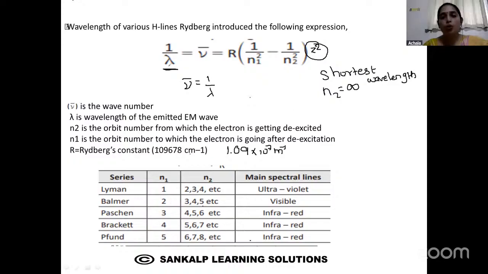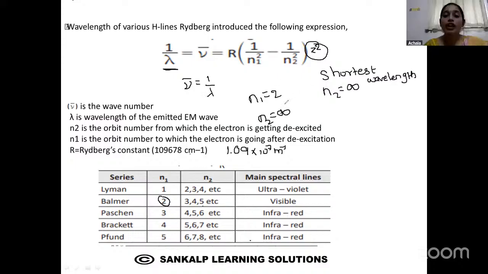If they ask for the longest wavelength, then we have to take n plus 1 value. For the Lyman series, the longest wavelength is n1 equal to 1, and n2 will be 2. For the Balmer series, the longest wavelength is n1 equal to 2 and n2 equal to 3. We have to substitute one higher value than the n1 value. This is about Rydberg's equation and Rydberg constant, and how to solve the problem. Let's solve one problem based on this equation.